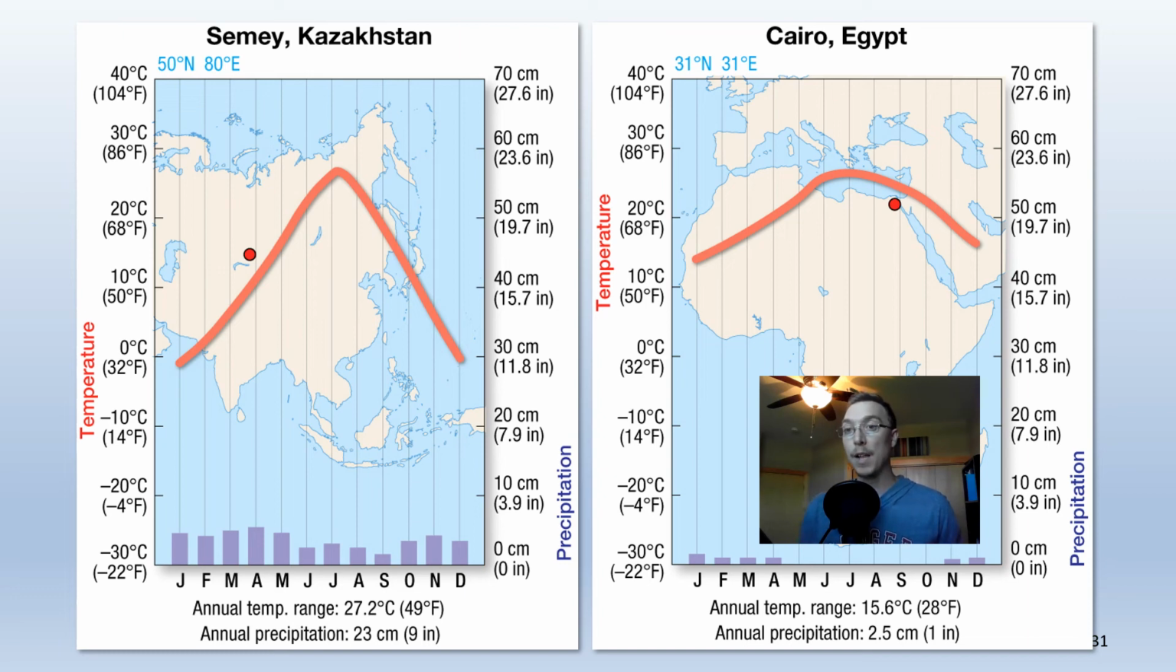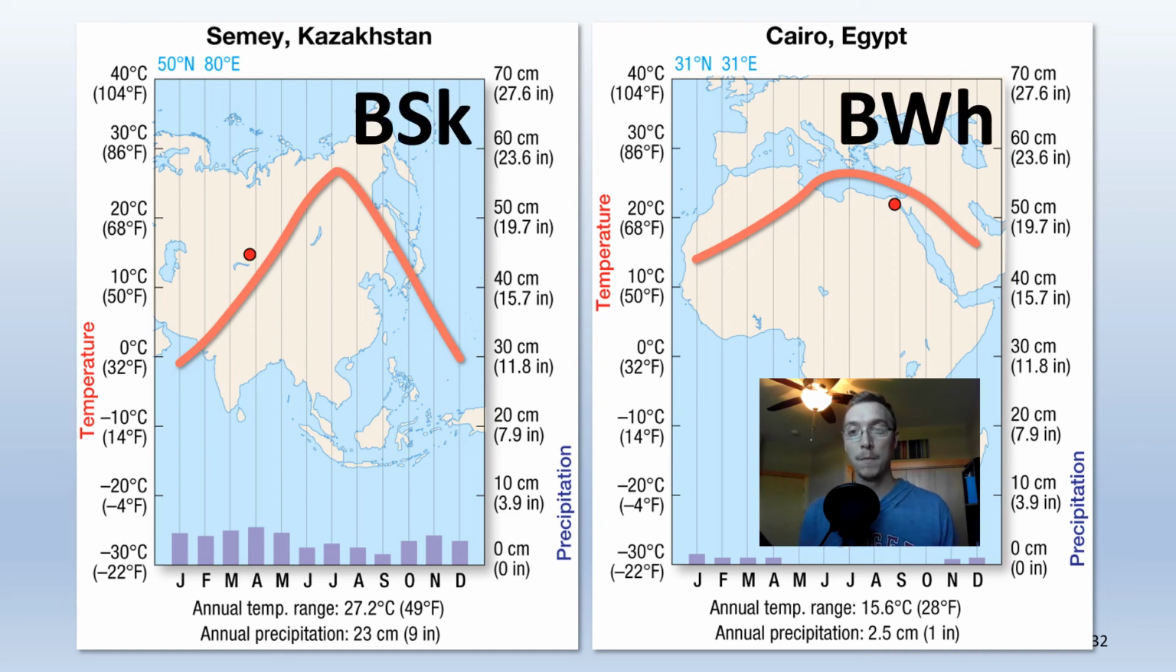Here are our last two climographs for Semey, Kazakhstan and Cairo, Egypt. Go ahead and pause the video now. I'm sure you got these with no problem. Semey is a BSK climate, while Cairo is in a BWH climate.